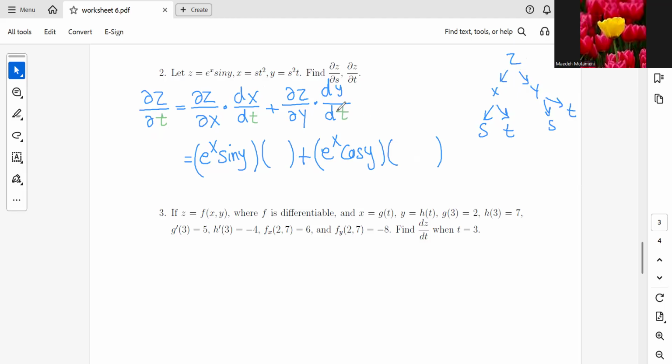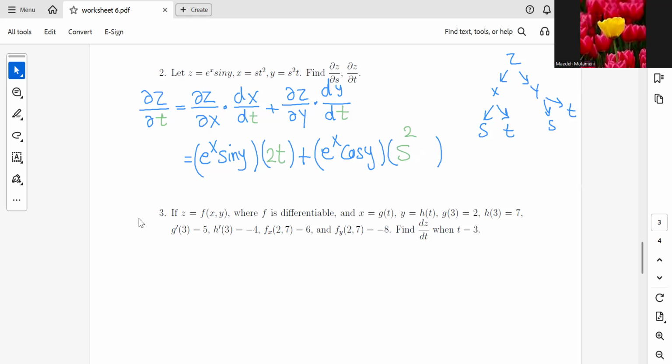And also here t. So the first parts are the same as before. The derivative of x with respect to t will be 2t, and the derivative of y with respect to t will be s squared.